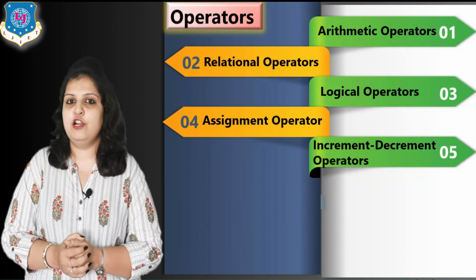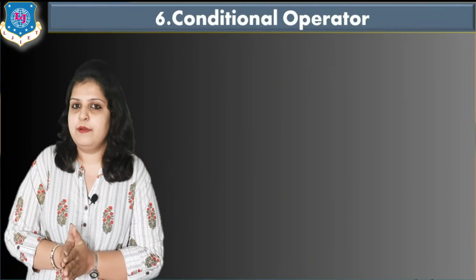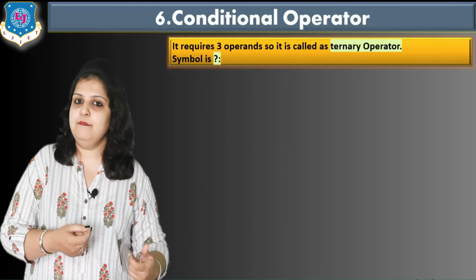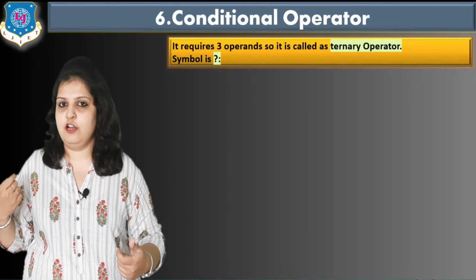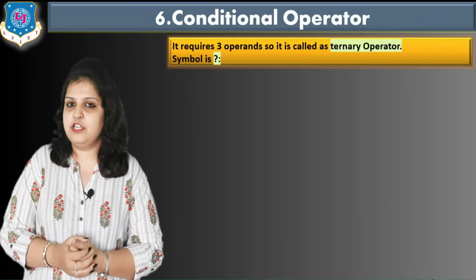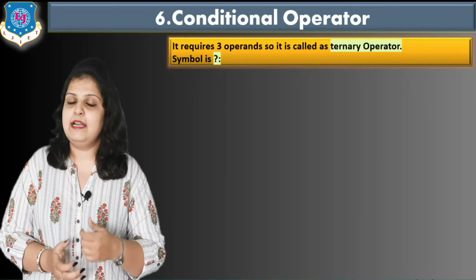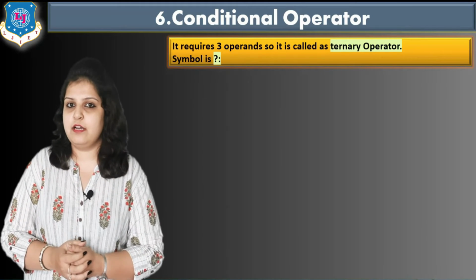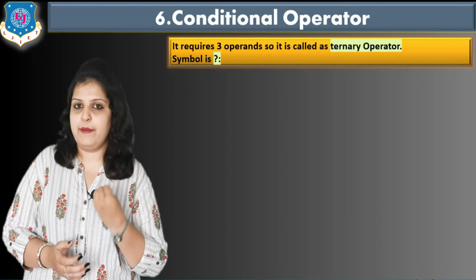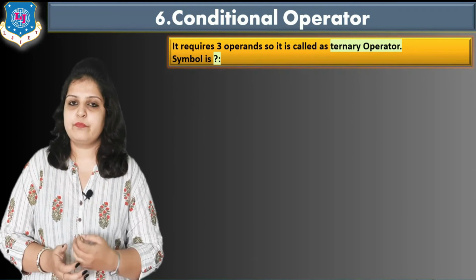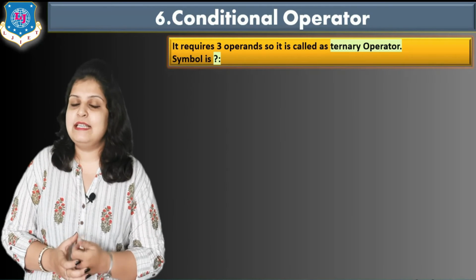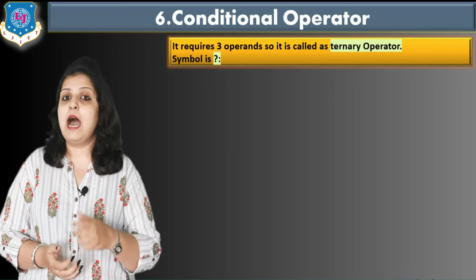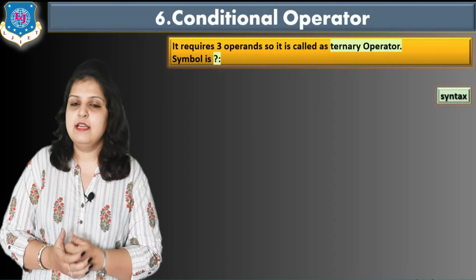Then next is the conditional operator. What do you mean by conditional operator? When we write a program using a conditional statement, the same program we can write using the conditional operator. For code optimization we can use this operator, and this operator is also called the ternary operator. Why is it called ternary? Because we have to use 3 operands. That's why it is called a ternary operator, and the symbol for the ternary operator is a question mark and then a colon.